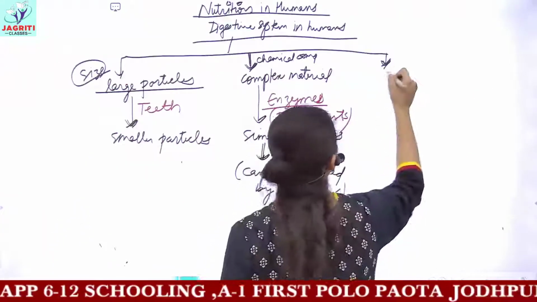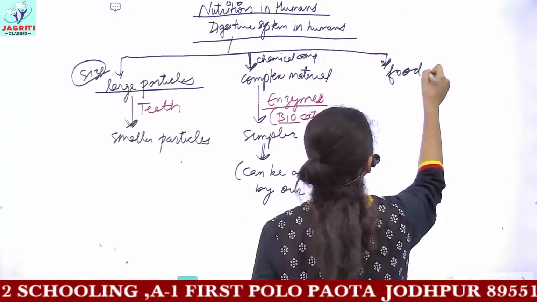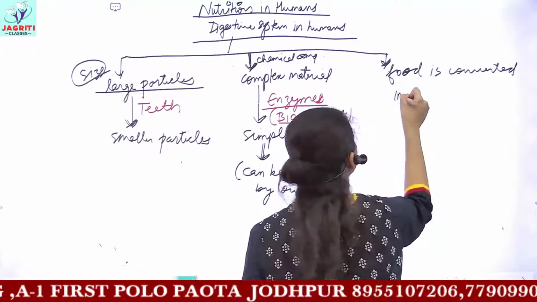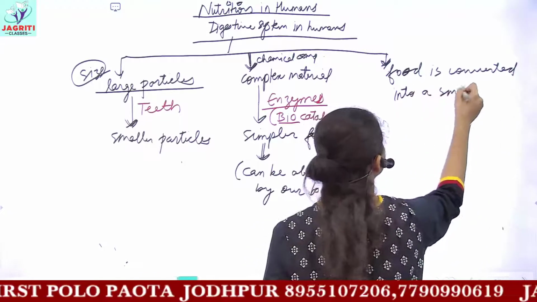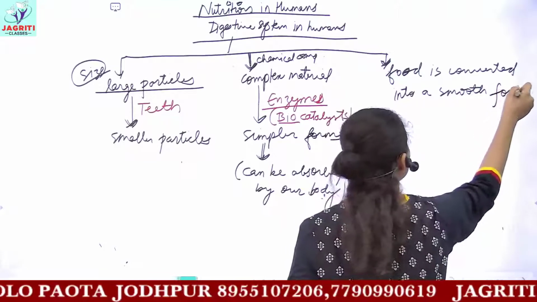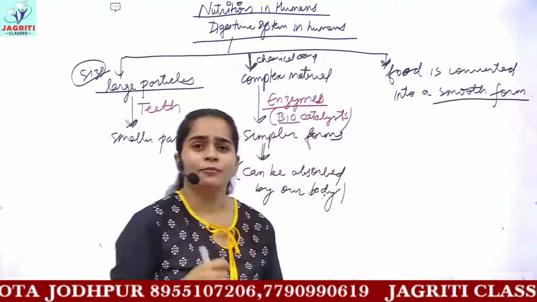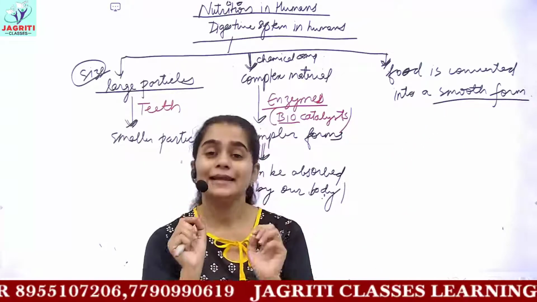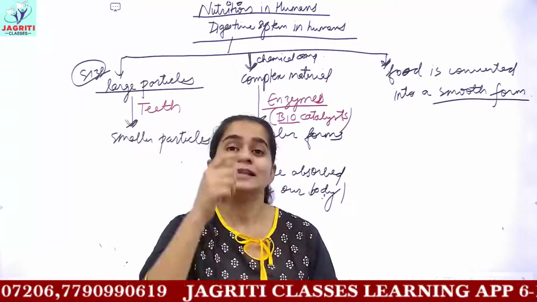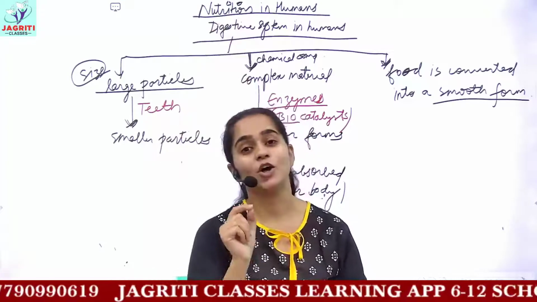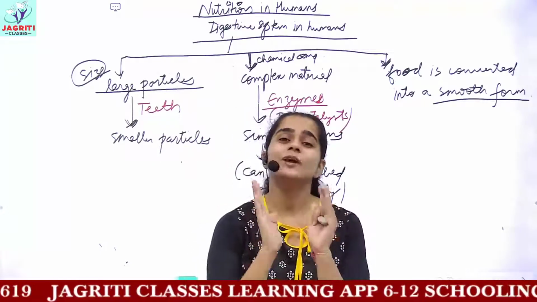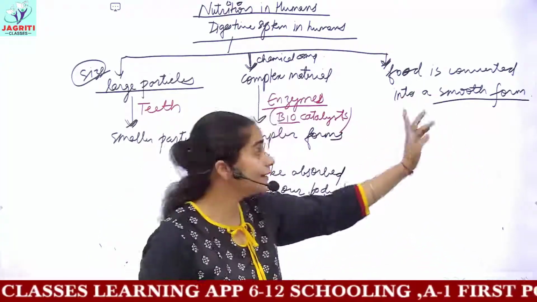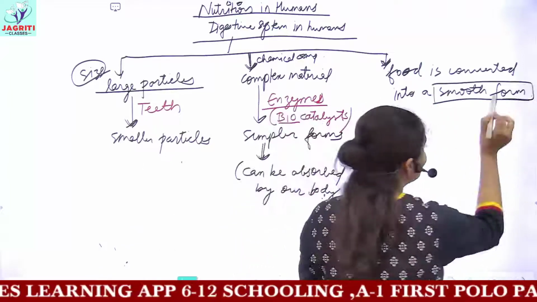The food is converted into a smooth foam. Then you can ask, why is the food required to be converted to a smooth foam? Because our alimentary canal is a muscular organ. That is, it is made up of muscles, and because it is made up of muscles, it is very soft. So to prevent any injury due to these food particles, they need to be converted into a smooth foam.